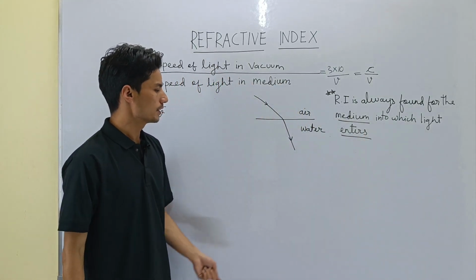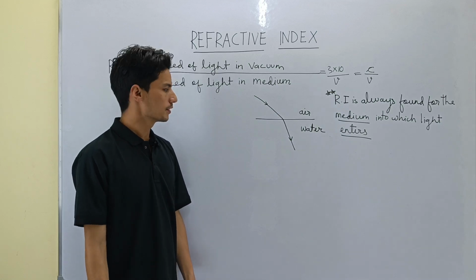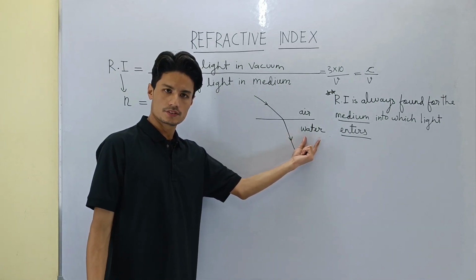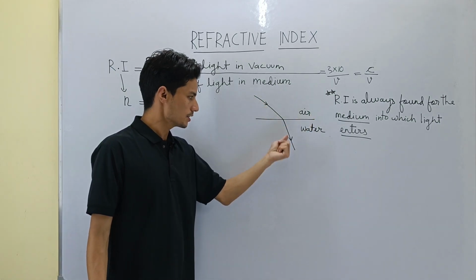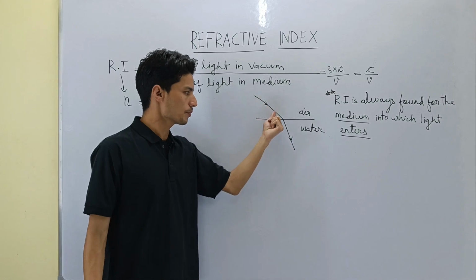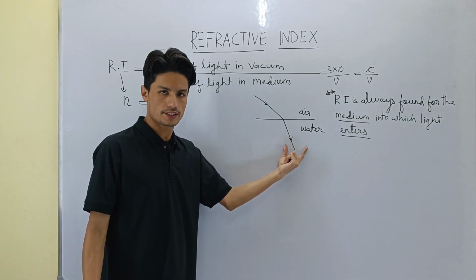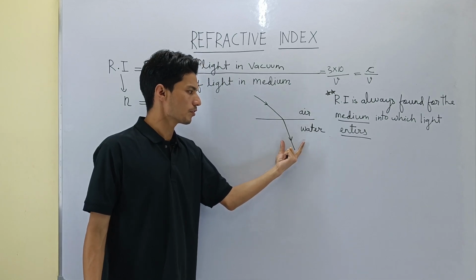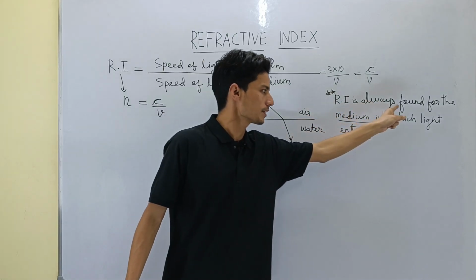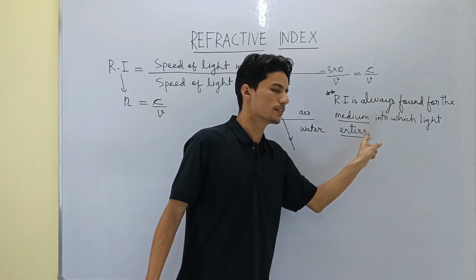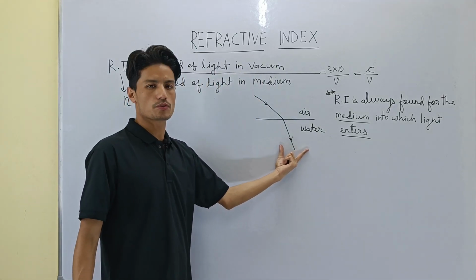Let's come back here. In which medium is light entering? Water or air? It's entering the water, is it not? It came from air and it's entering the water. So refractive index will be found for water. Alright class? Refractive index is always found for the medium into which light enters. So refractive index will be found for water.